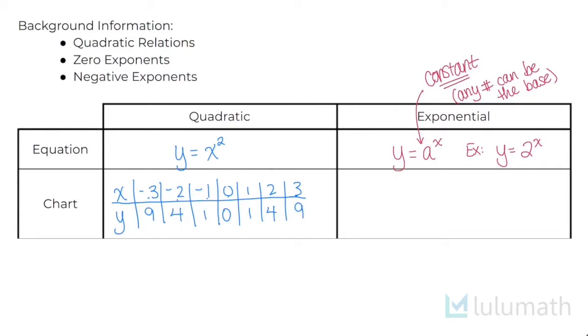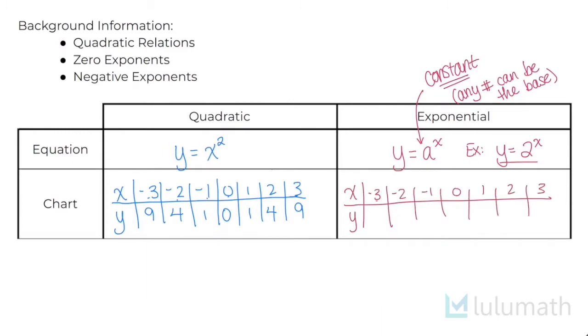Now let's go ahead and make our chart for our example of y equals 2 to the power of x. Let's use the exact same inputs. For our input of -3 here, it's going to be 2 to the power of -3. And remember, a negative exponent means it's going to be 1 over 2 to the power of 3. And 2 to the power of 3 is 8. So this here is going to be 1/8.